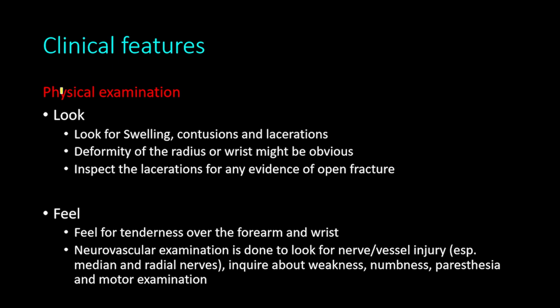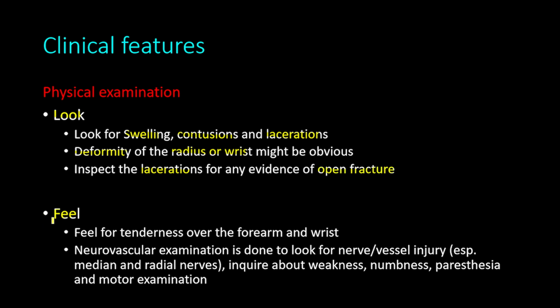Now regarding the physical examination, it follows the pattern of look, feel, and move. On looking, you look for swelling. There is normally swelling around the forearm and around the wrist, and there might be contusions and lacerations. There might be an obvious deformity of the radius or wrist, and you inspect the lacerations looking for any evidence of open fractures.